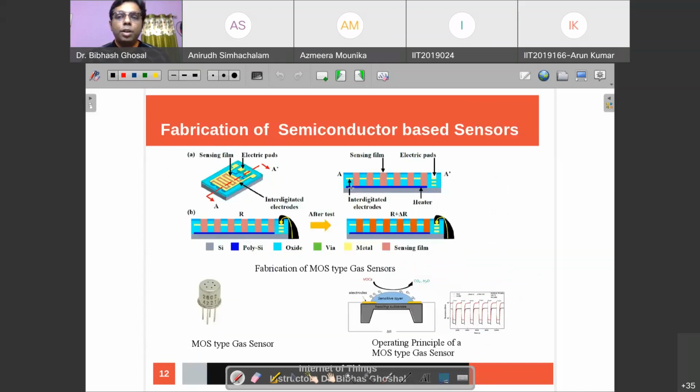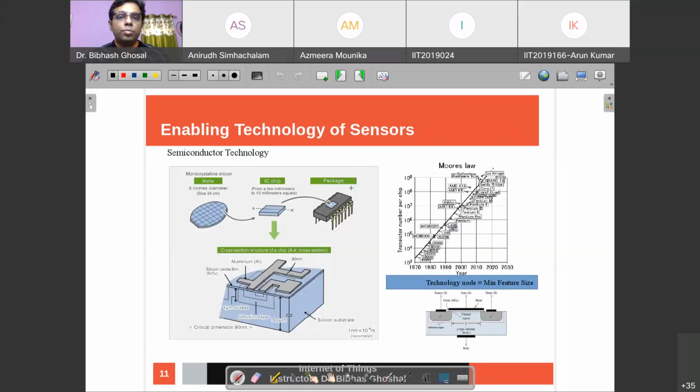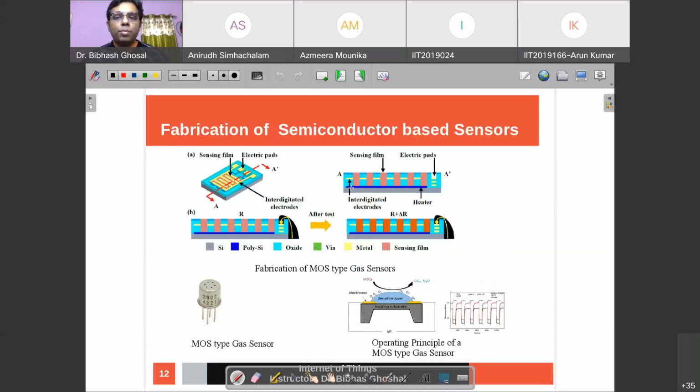So there are primarily two enabling technologies through which sensors are fabricated. One is semiconductor based, where the entire thing is a semiconductor device. And it follows Moore's law: gradually, as the size of the transistors keeps reducing, more and more transistors can be packed onto a semiconductor die, and the size of the sensors has come down.